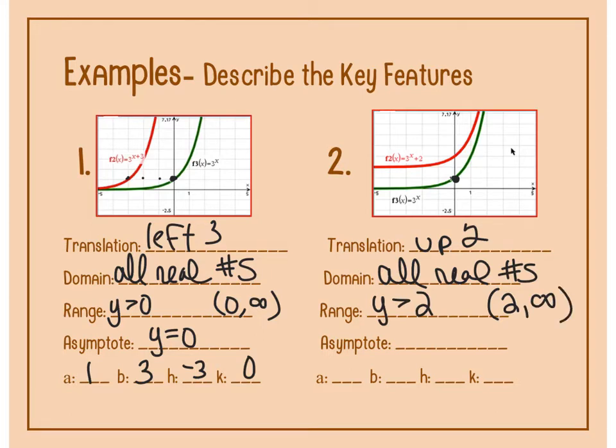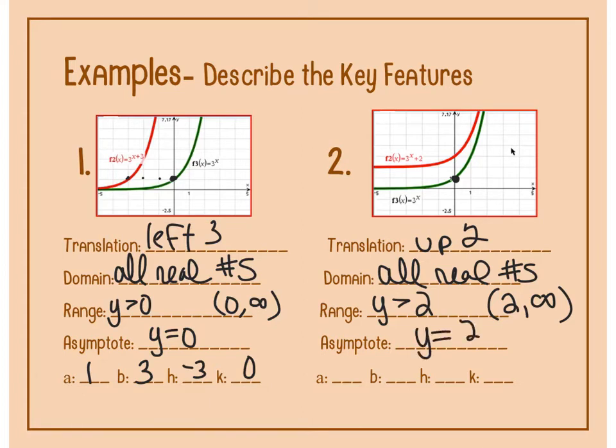That's my k value, guys. My k value affects my range. So that's a k value right here because it's after the exponent, not with the exponent. So this plus 2 went up 2, and this is also my asymptote. So my asymptote is y equals 2.